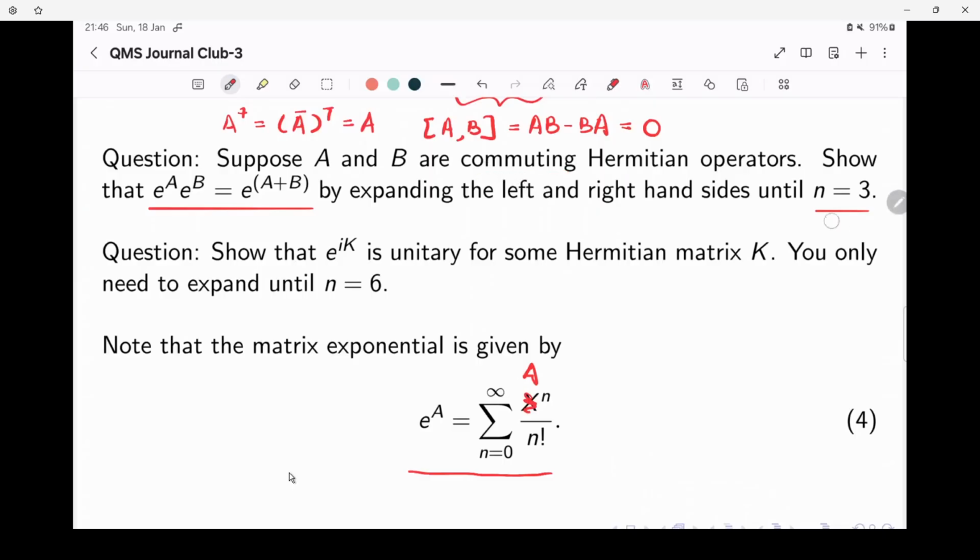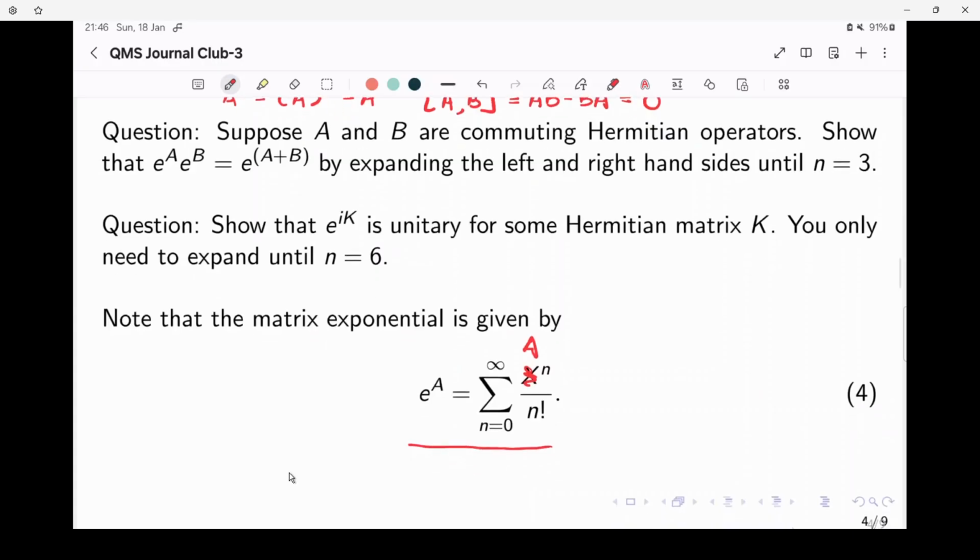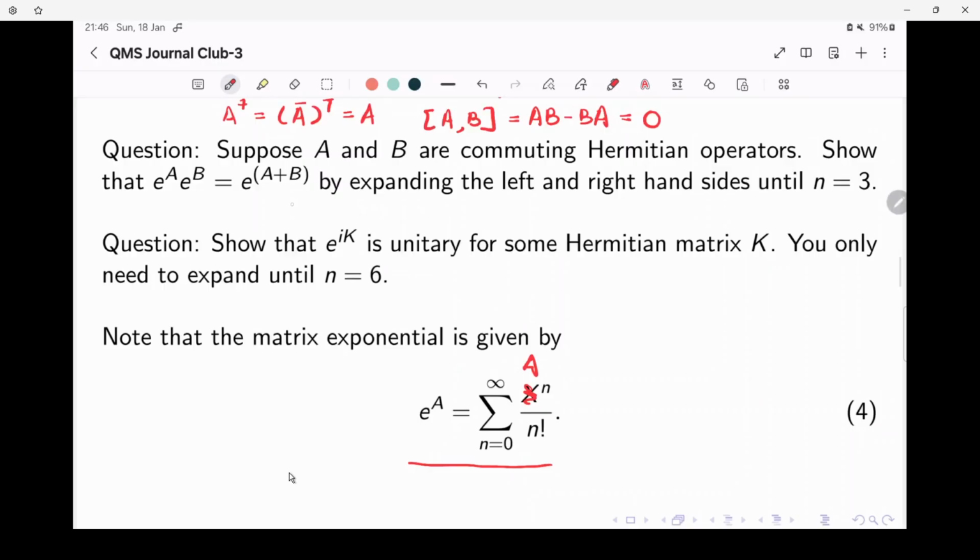So I'm not going to go through the very rigorous proof because we are not doing a mathematical course. But instead, we will just try to convince ourselves that the left hand side is not equal to the right hand side unless they are commuting operators.